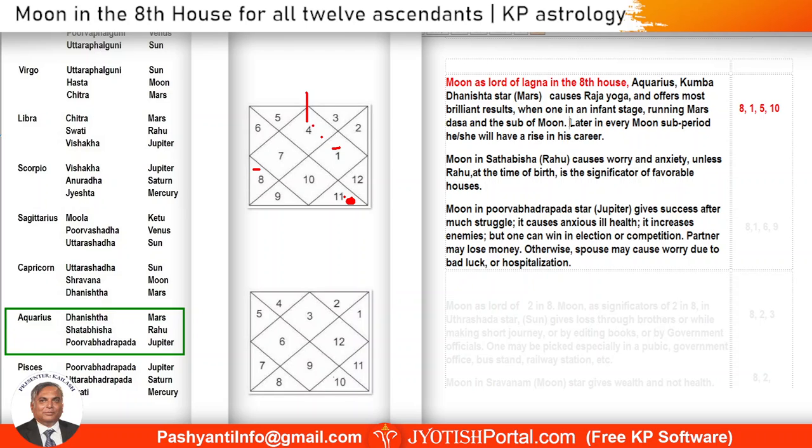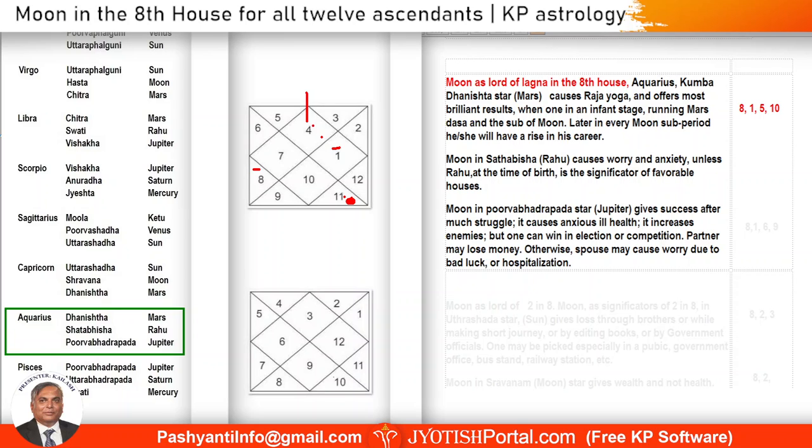Now the question is when this is going to happen. Sri KSK has mentioned that in every moon subperiod, he or she will have a rise in his or her career. Now, if you read this carefully, you will see that he has not mentioned the Mahadasha. KSK just mentioned that every time a person undergoes the moon period or sub period, irrespective of the dasha, if the moon is a significator of 1 and 10, then it's going to be beneficial for the career of that person.